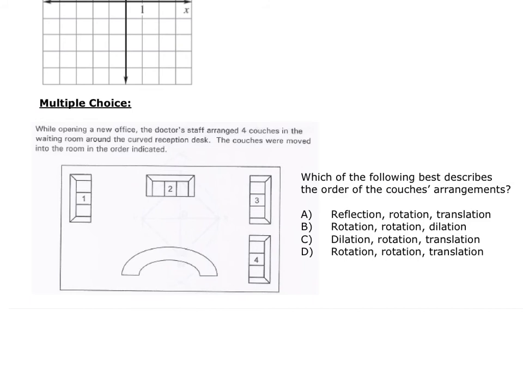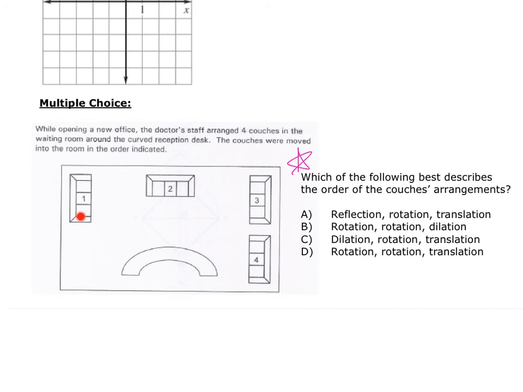You just have to remember what the rules are and go in a certain order. Now for the multiple choice, I want you to figure out which of these answers it should be. Now remember, you're paying attention to the numbers, so here's the original, then you move it to spot 2, then you move the couch to spot 3, and then to spot 4. So you have to figure out in order what the transformations are that make the composition.